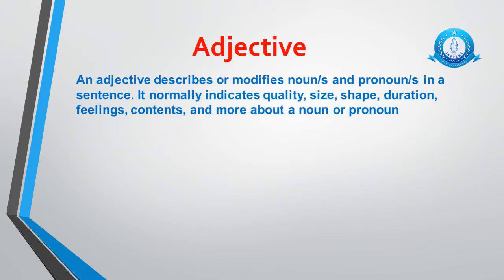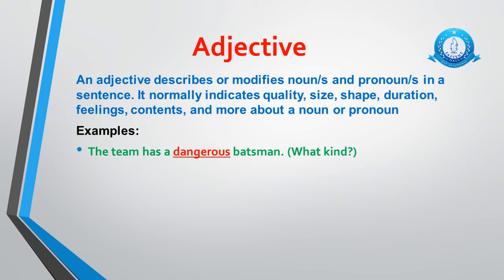An adjective describes or modifies nouns or pronouns in a sentence. It normally indicates quality, size, shape, duration, feelings, contents, and more about a noun or pronoun. Examples are: The team has a dangerous batsman. What kind of batsman? Dangerous batsman. So dangerous is the adjective over here.